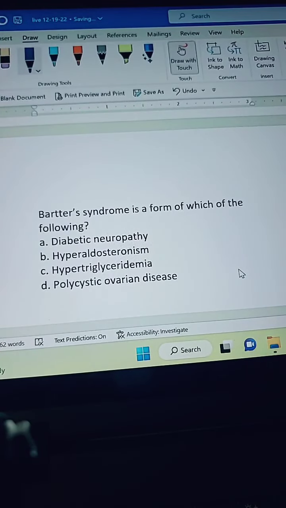What about Bartter's syndrome? What's it associated with? Is that diabetic, hyper, or poly? I would probably look at those two hypers since they're super similar.